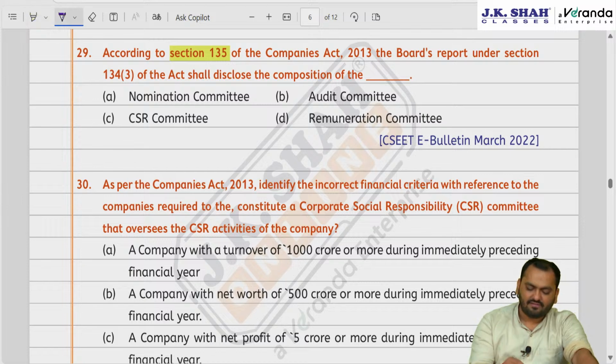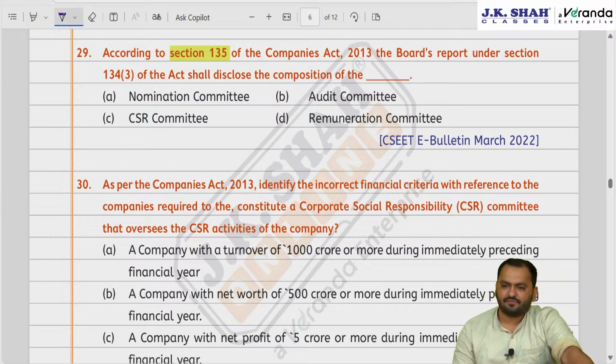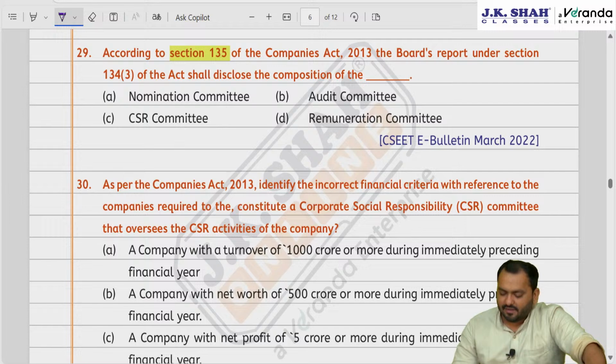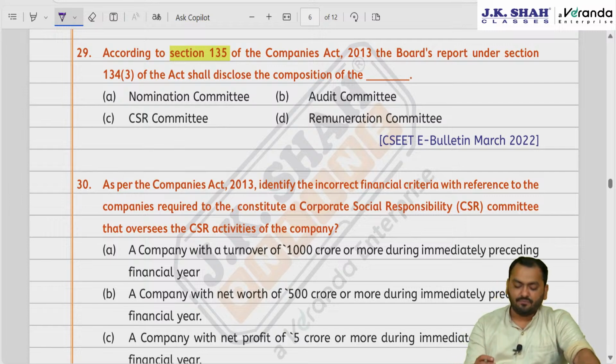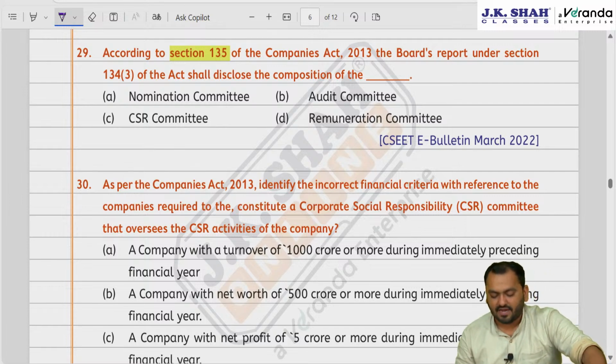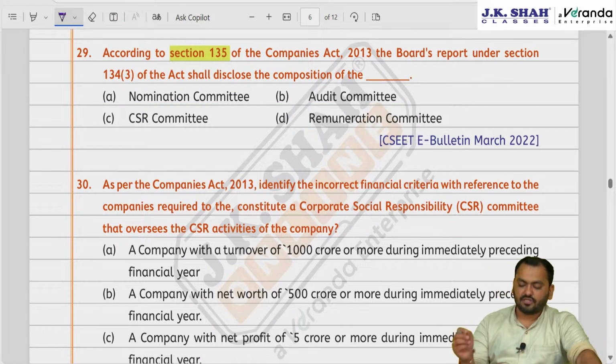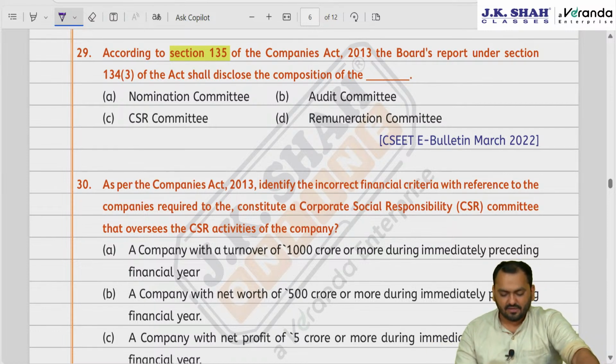Yes, there is only one section for CSR, that is 135. So what does it say? The board report under section 134 subsection 3 of the Act shall disclose the composition of dash. According to section 135, I'll tell you.